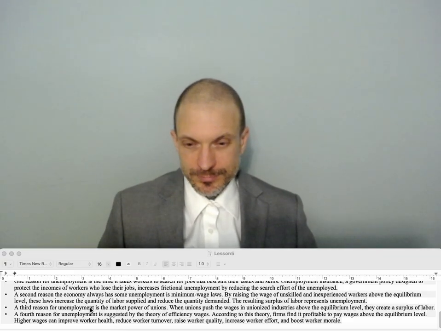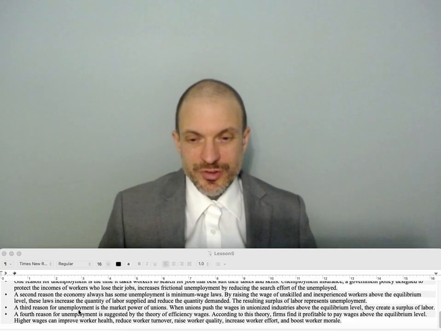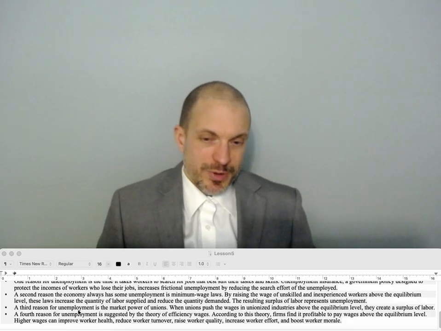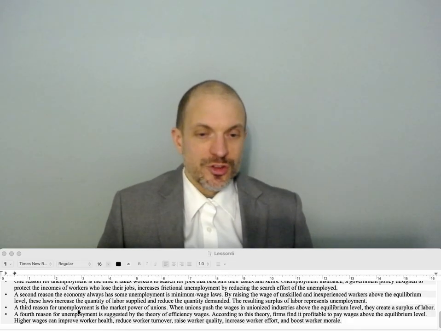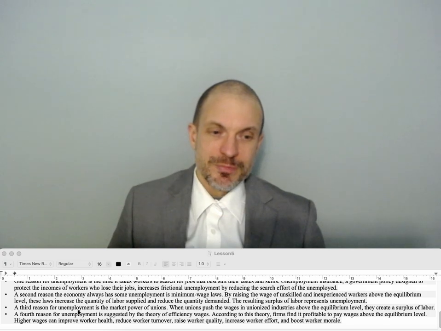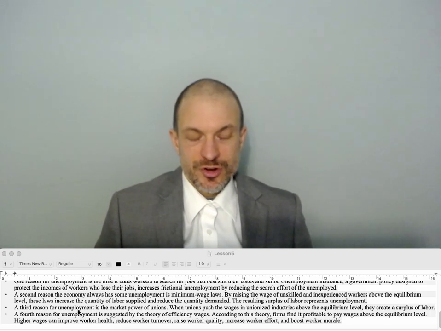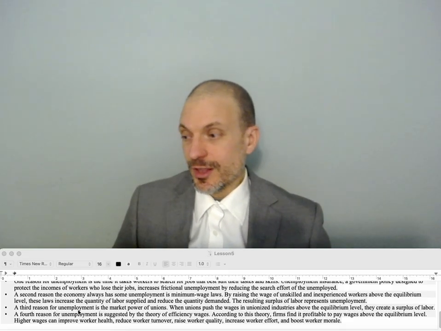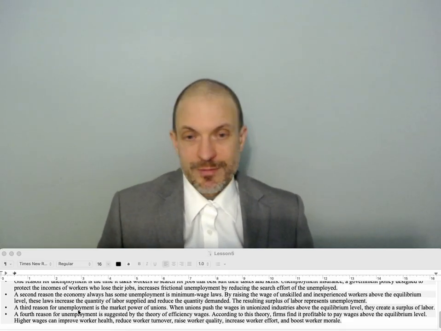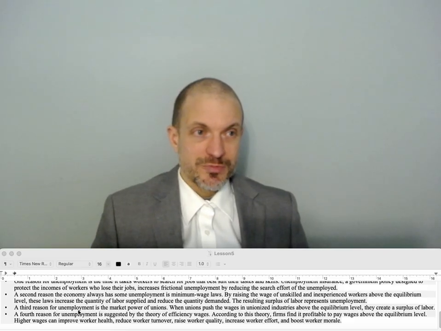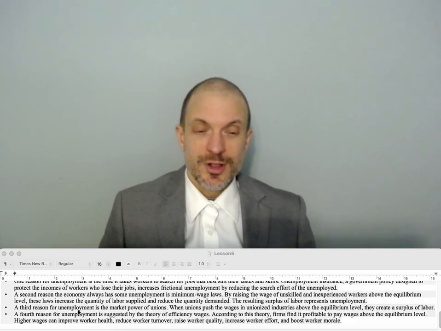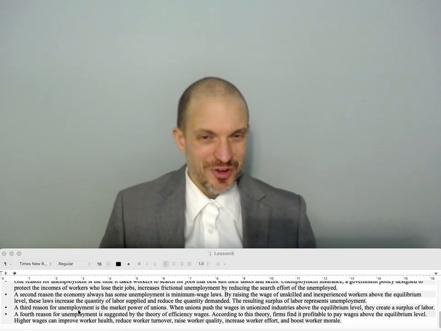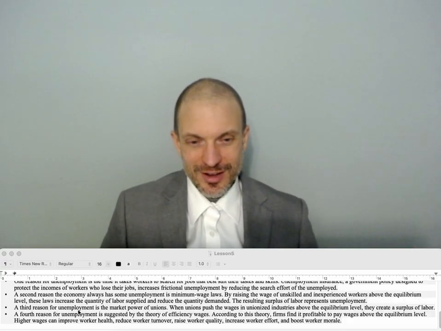But anyway, economic theory certainly predicts that minimum wage laws are going to contribute some degree of unemployment. Let's see. The third reason for unemployment is the market power potentially of unions. So if unions push wages in unionized industries above the equilibrium level, it creates a surplus of labor. On the other hand, to the extent that the union is successful, they're able to create higher salaries and benefits for their workers. And so there's a trade-off. Good if you're part of the union, not good if you're not part of the union.